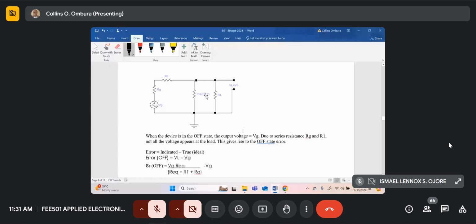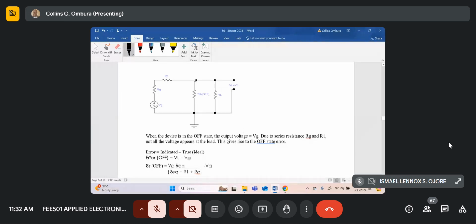So now instead of RDS on, we got RDS off. Now, when the device is in the off state, what we expect is that the output should equal the input voltage. But due to the series resistance RG and R1, not all the voltage appears at the load, and this gives rise to an off-state error. So let's find out what this error is.